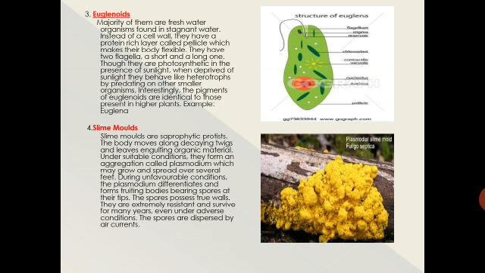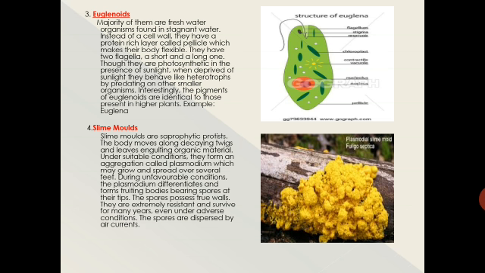Coming to the next, euglenoids. Majority of them are freshwater organisms found in stagnant water. Instead of a cell wall, they have a protein-rich layer called pellicle, which makes their body flexible. They have two flagella, a short and a long one.